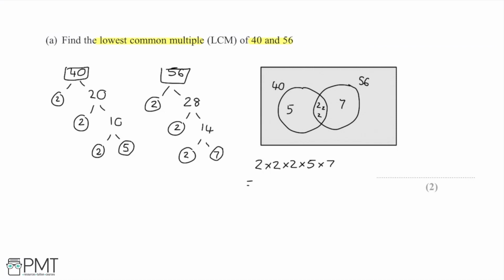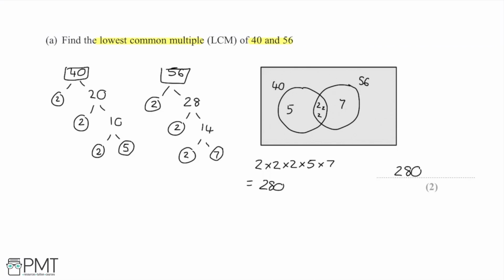So this gives me an answer here, if we multiply these together, of 280. And we would have gotten the same answer if we'd have listed the multiples. However, it would have taken a little while to get to 280 when looking at multiples of 40 and 56.